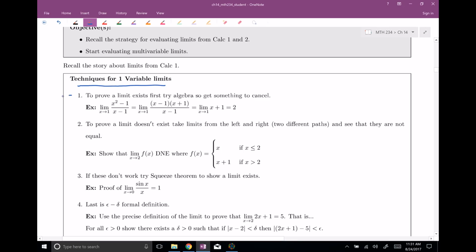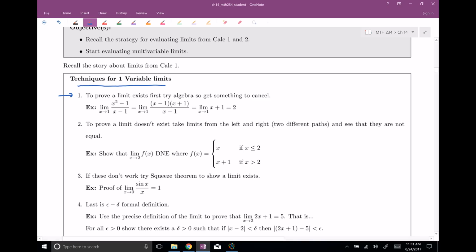So the first thing that we learned was that to prove a limit exists, first try algebra, to try to get something to cancel. I guess this even skips one more step before that: if you can just plug something in, that's even better, so maybe it doesn't divide by 0 and there's no problem. But in any realistic problem, a lot of the time you do have to do some algebra.